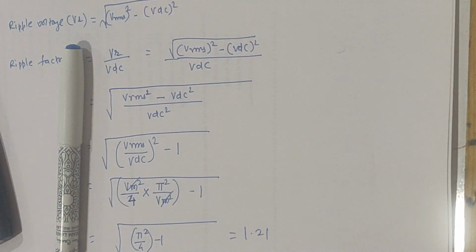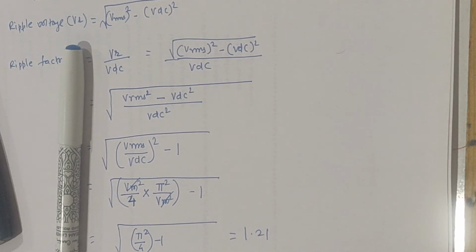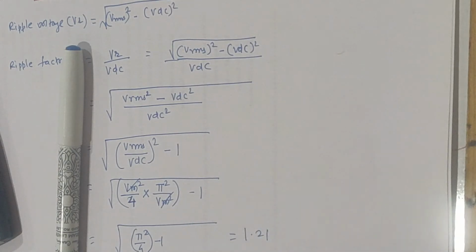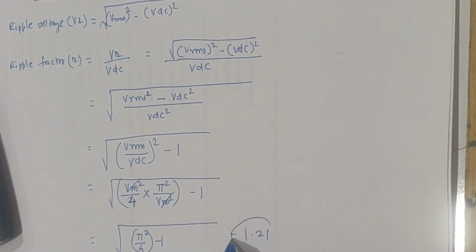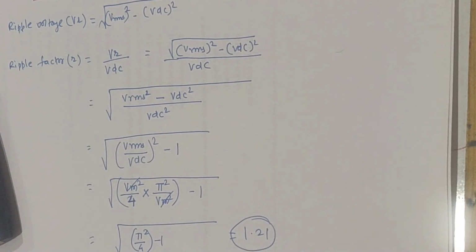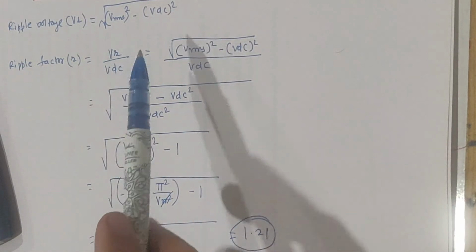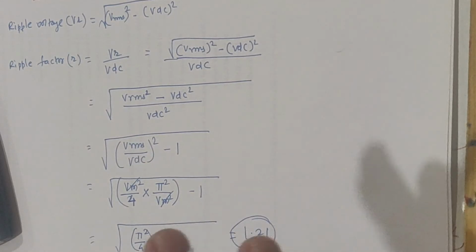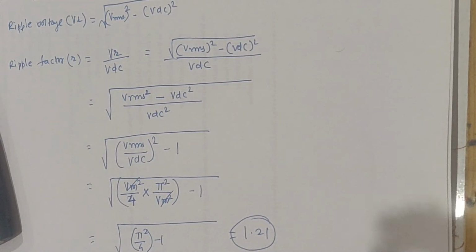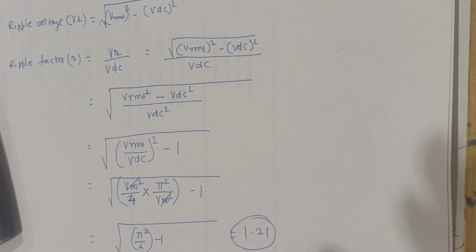Remember, this value is a constant value, and this value will remain the same for every half wave rectifier. Whatever parameters you are given in the numerical, the value of ripple factor will always come out to be 1.21, and that is a cross check for us in the numericals. If you are not getting the ripple factor to be 1.21 in the half wave rectifier, you need to understand that you have made a mistake in the numerical. That is what you need to remember.